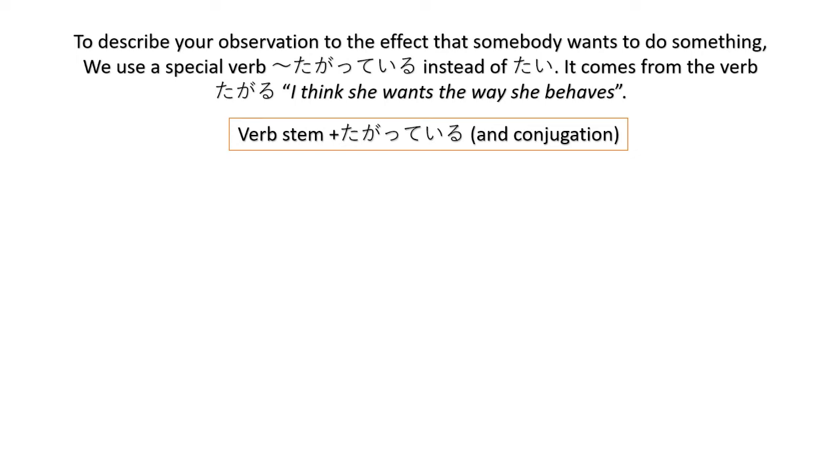So to describe your observation to the effect that somebody wants to do something, we use a special verb, tagatteiru, instead of tai or tai desu. It comes from the verb tagaru. So I think she wants it, the way she behaves, according to our observation. So it is the verb stem plus tagatteiru or tagatteimasu, and their conjugations.